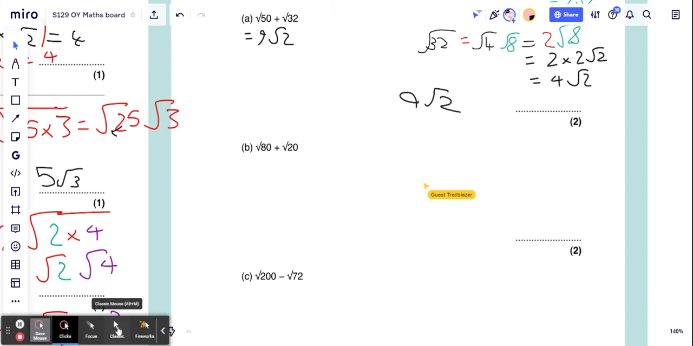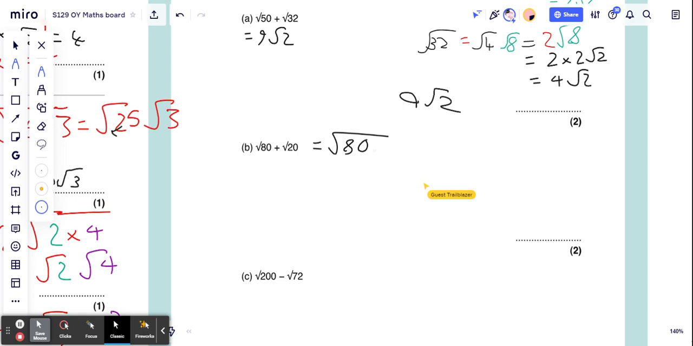So we've got to add two different surds. Now, you can't just add 80 and 20. One thing you certainly can't do with this is say that's equal to the square root of 80 plus 20, which is the square root of 100, which I sometimes see people do, which is 10. Wrong. Definitely not. You can't do that.